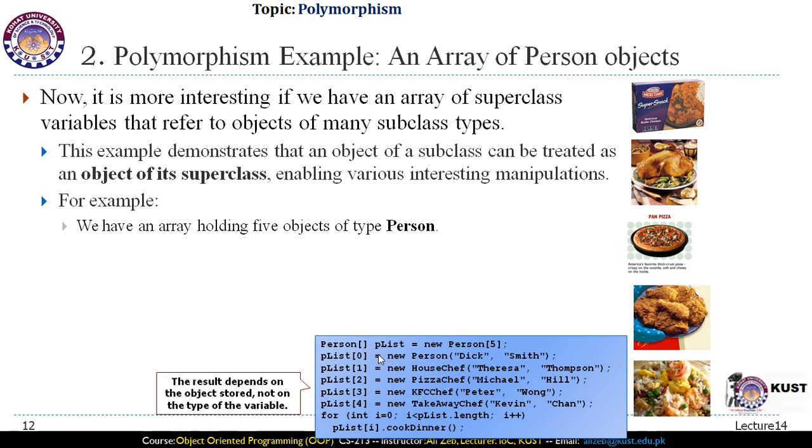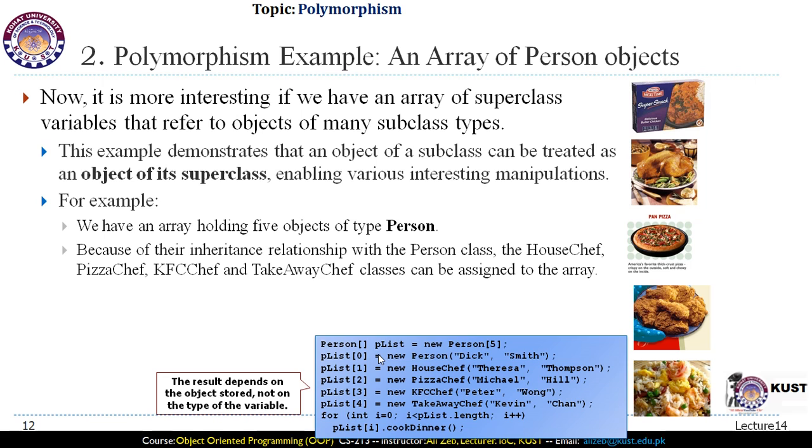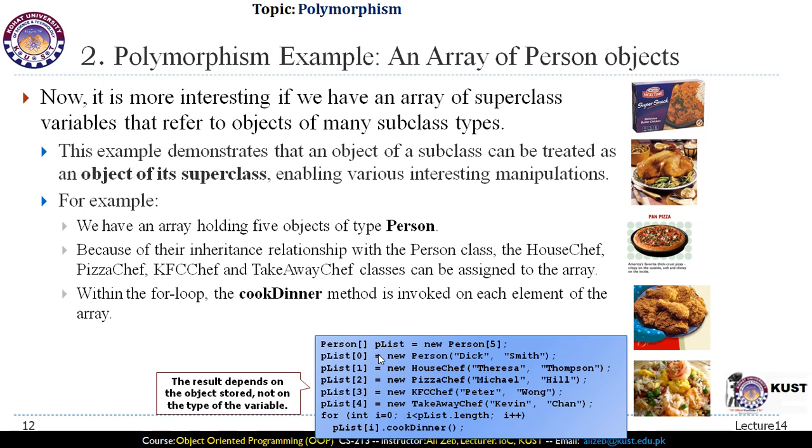In the example below, we have an array holding 5 objects of type person. Because of their inheritance relationship with the person class, the house chef, the pizza chef, the KFC chef, and the takeaway chef classes can be assigned to the array. Within the for loop, as you can see, the cook dinner method is invoked on each element of the array.